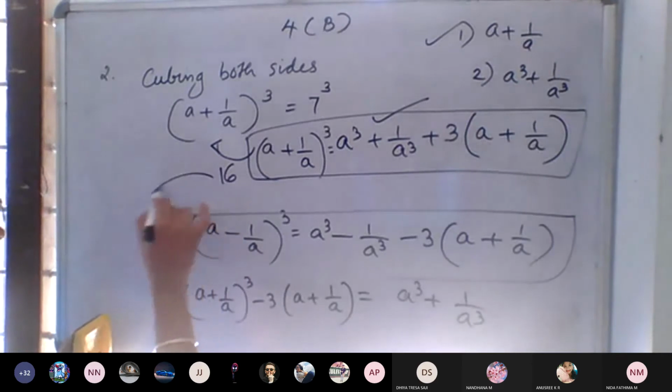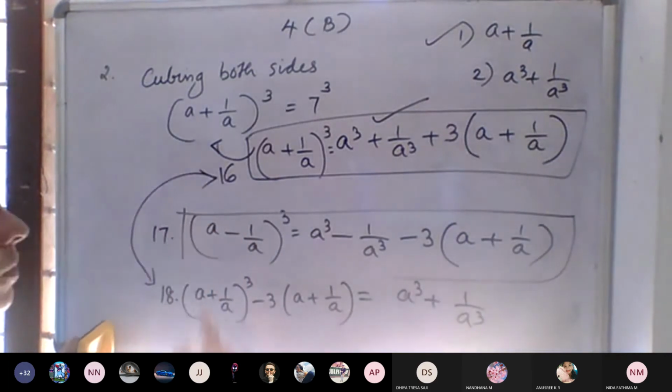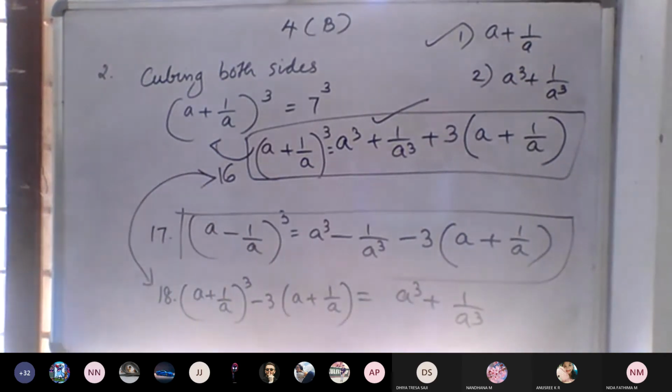Near 16, write 18, because 16 and 18 have a connection. For your knowledge only, 16 and 18 have a connection. Okay, completed the 18th one.